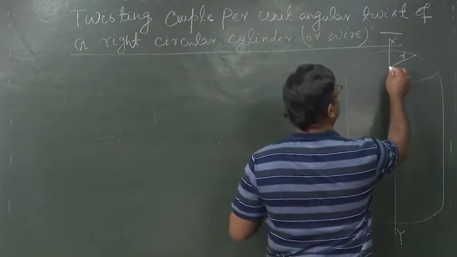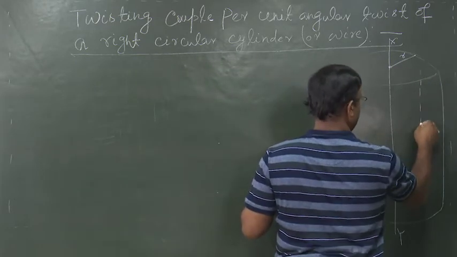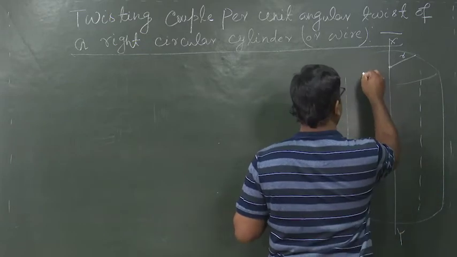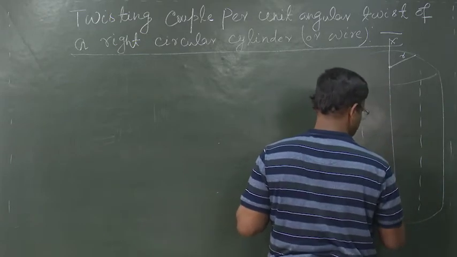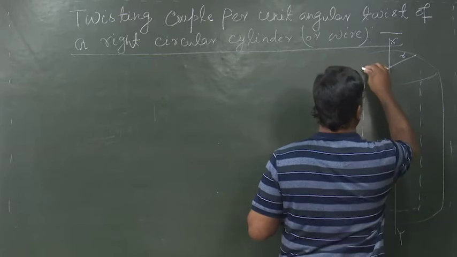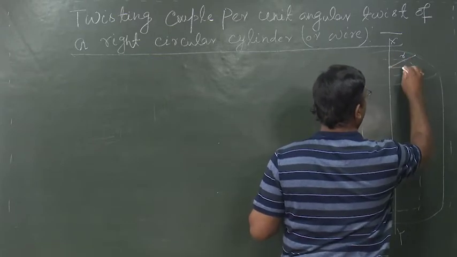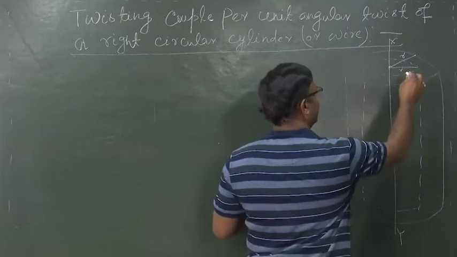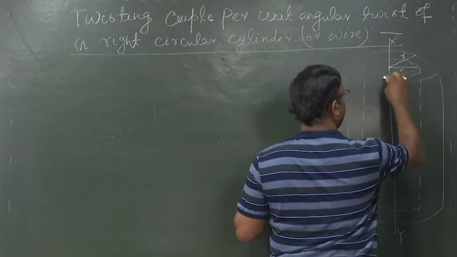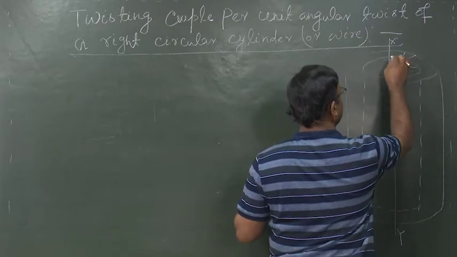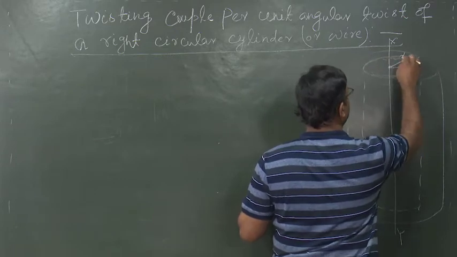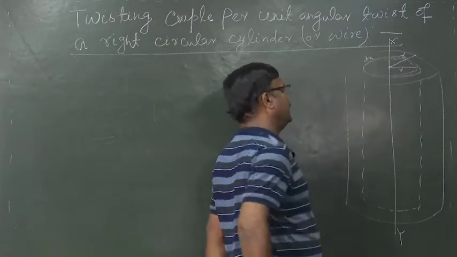So, let us consider another cylinder of a radius of x, and the thickness is dx. Thickness is dx.